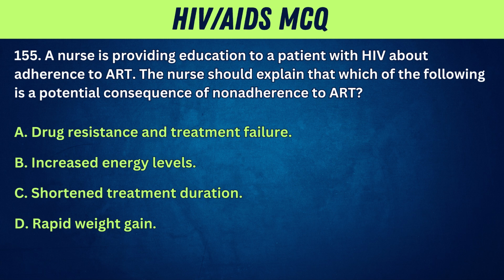155. A nurse is providing education to a patient with HIV about adherence to ART. The nurse should explain that which of the following is a potential consequence of non-adherence to ART? A. Drug resistance and treatment failure. B. Increased energy levels. C. Shortened treatment duration. D. Rapid weight gain.